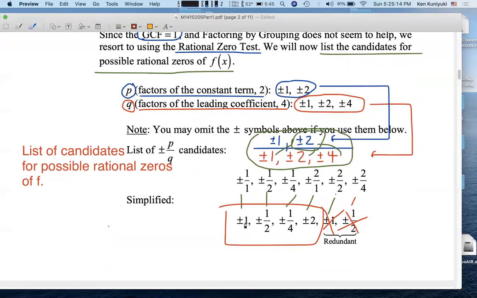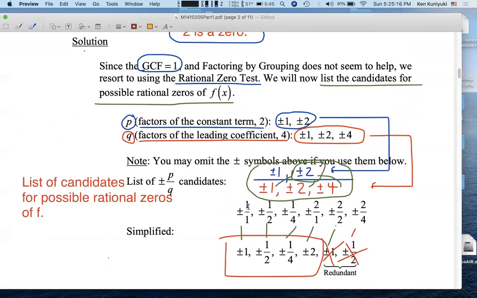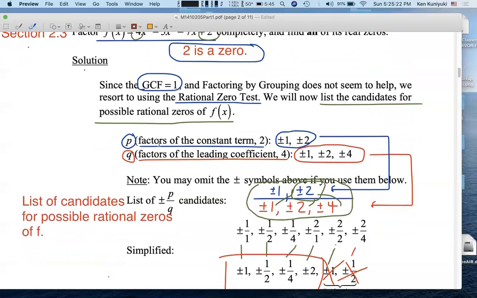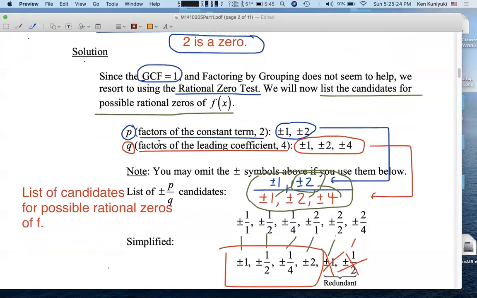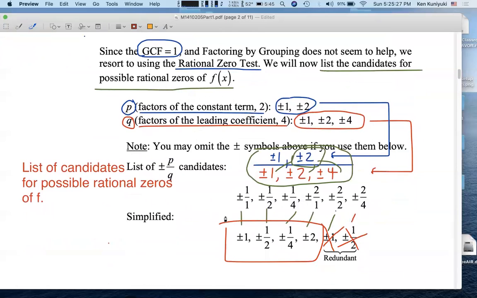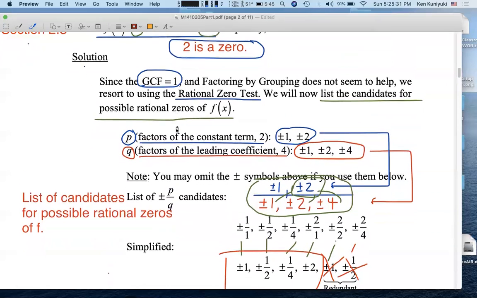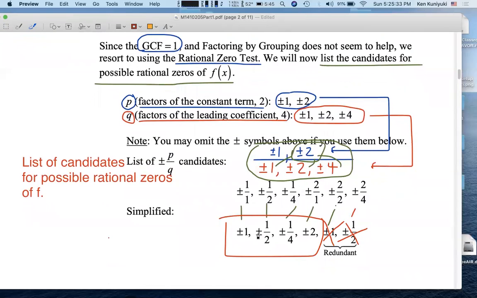Of course, not all 8 of these could be zeros, because it's only a third degree polynomial. It can have at most 3 zeros. But if it does have a rational zero, it's got to be in this list. As it turns out, this has 3 zeros, and they're all rational, and they're all in this list. Now, before we go further, I need to talk about how to generalize this. What theorem leads to this list of candidates? That's next.